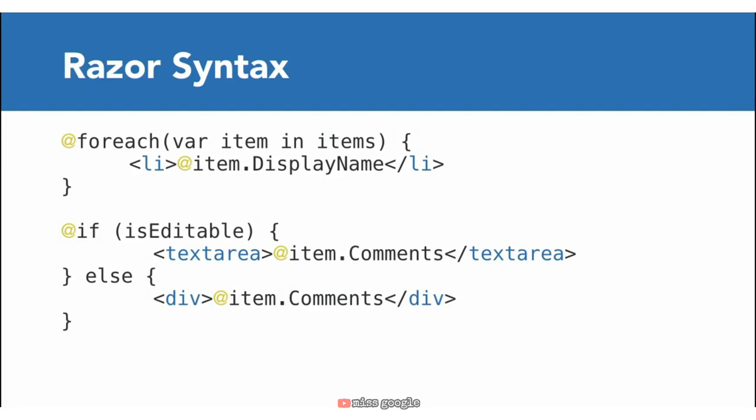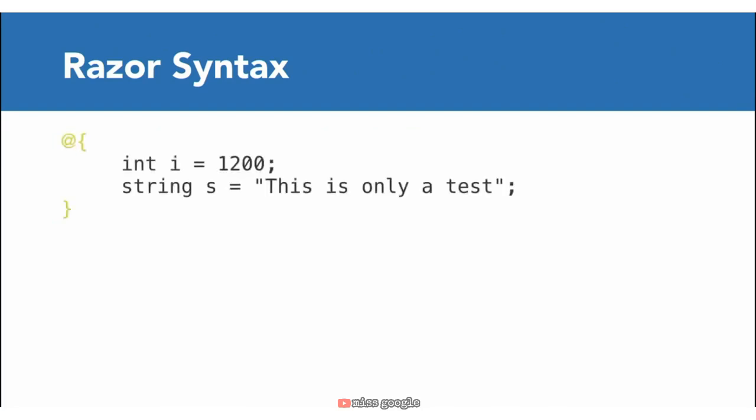Below that, you can also see an if-else block with a very similar syntax, including the lack of any need to mark the end of the code statements. Just the beginnings are marked with the @ sign. You can also write uninterrupted code blocks in your Razor file using curly braces preceded by the @ sign.